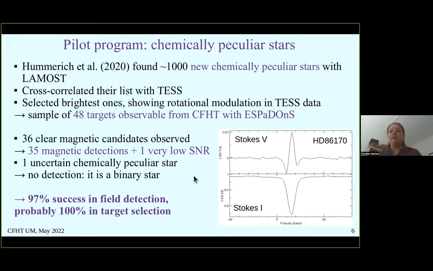So the proxy we've used to select our targets is excellent. And all the stars we observed, in fact, are magnetic. And you see one example of the magnetic detections here on the right. The bottom is the mean intensity profile of the lines in the spectrum. And the top here is the Stokes V signature, so the presence of the magnetic field. So the detections are very clear. That's what I wanted to point out.